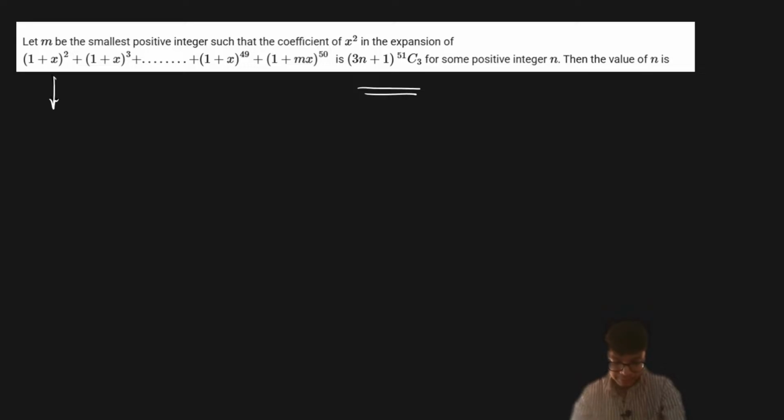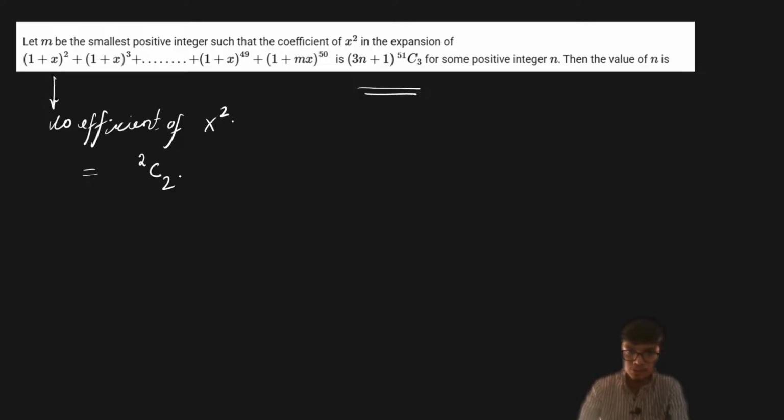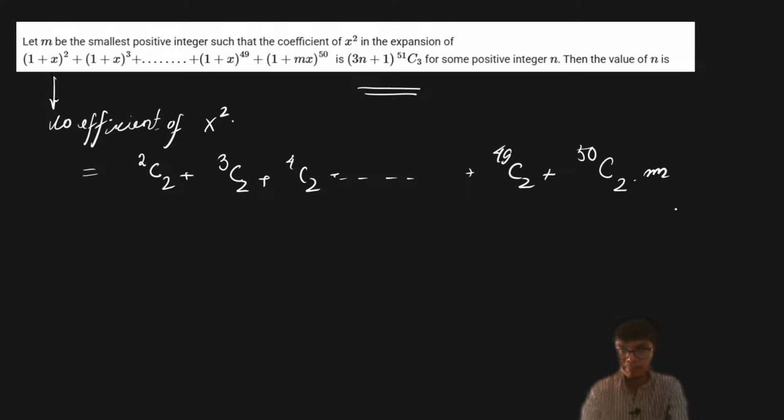So if I look at this problem, what I understand is that I have to find the coefficient of x square. If I find the x square coefficient from all the summation terms and add it, this will be basically equal to 2c2 plus 3c2 plus 4c2 and so on up to 49c2, plus 50c2 into m, right?